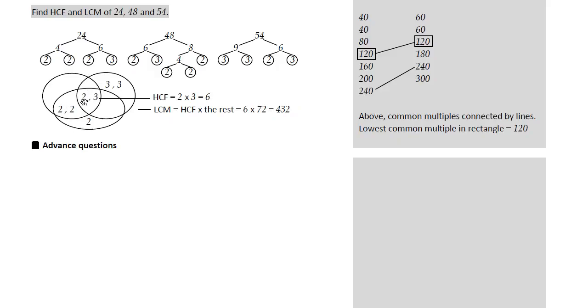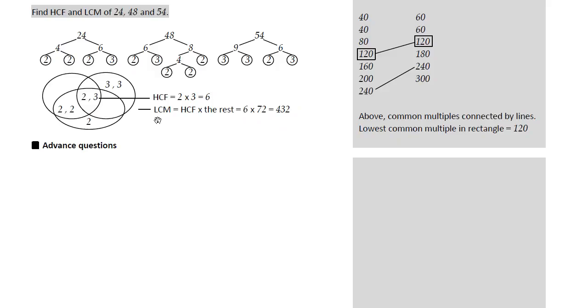This middle bit here is in all 3 circles, so 2 and 3 are the common factors to all 3 trees, all 3 numbers, 24, 48 and 54, and if you multiply them together, 2 times 3, you get 6, which is the HCF. And the LCM, like I said before, is the HCF bit times the rest, which is all this other stuff. So if you multiply all this other stuff, 2 times 2 times 2 times 3 times 3, you get 72. And the middle bit was 6, so 6 times 72 is 432.